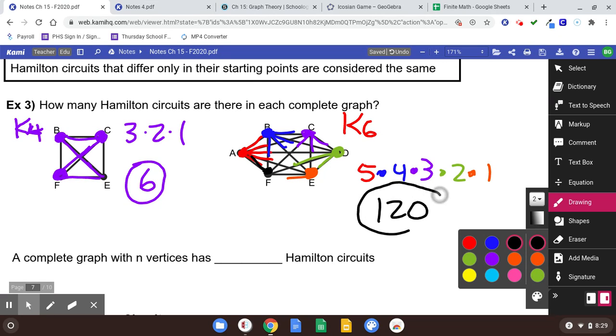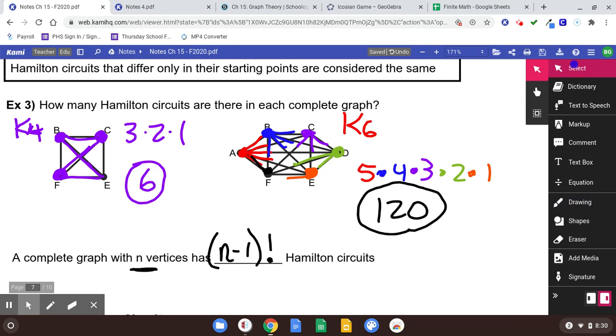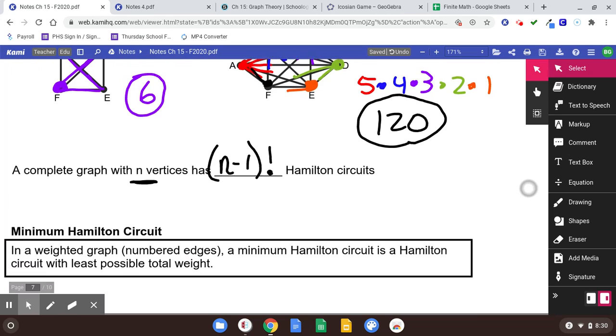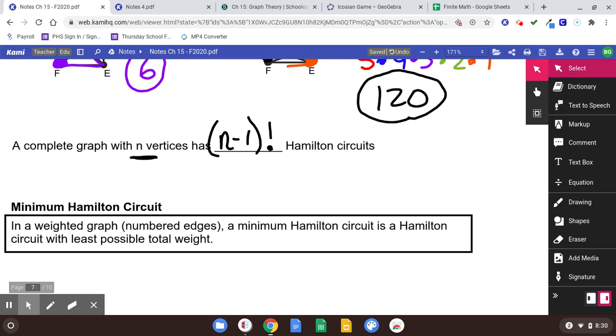Okay. In general, though, a complete graph with n vertices has (n minus 1) factorial Hamilton circuits. Okay, so put a star by that, box that in, something. That might come in handy later. A minimum Hamilton circuit in a weighted graph, remember that's with numbered edges. A minimum Hamilton circuit is a Hamilton circuit with least possible total weight.